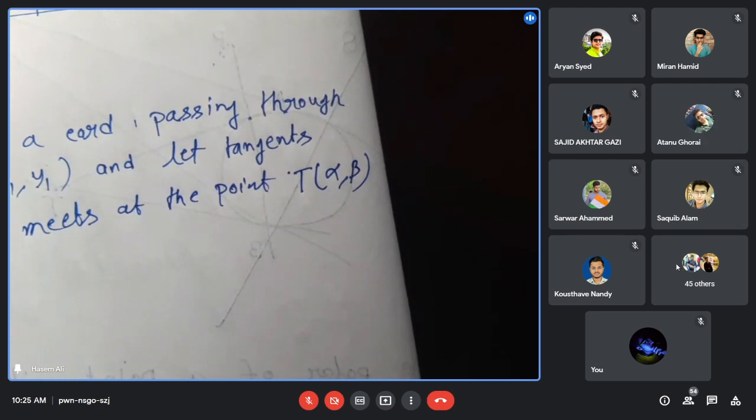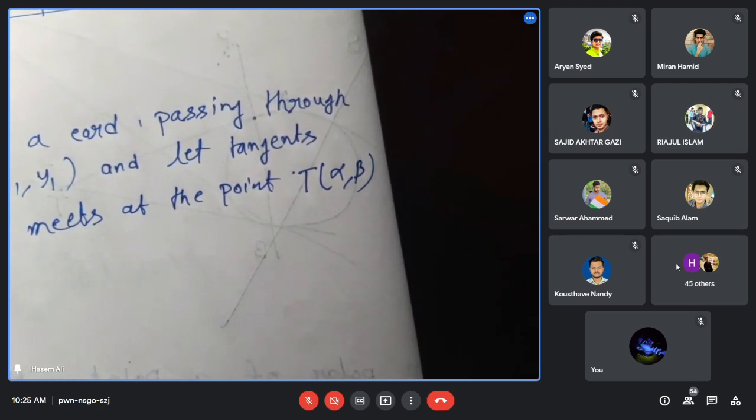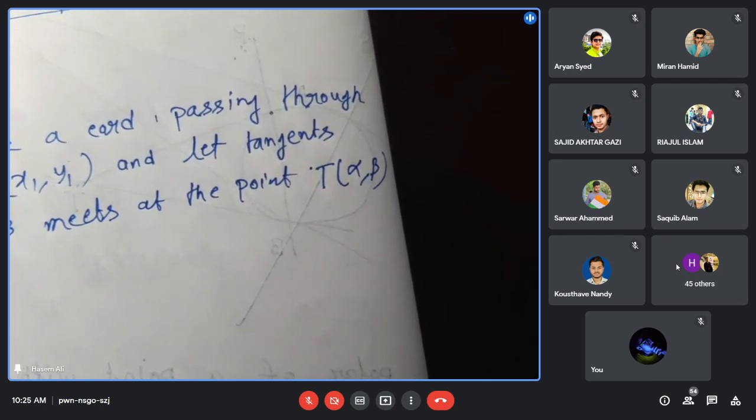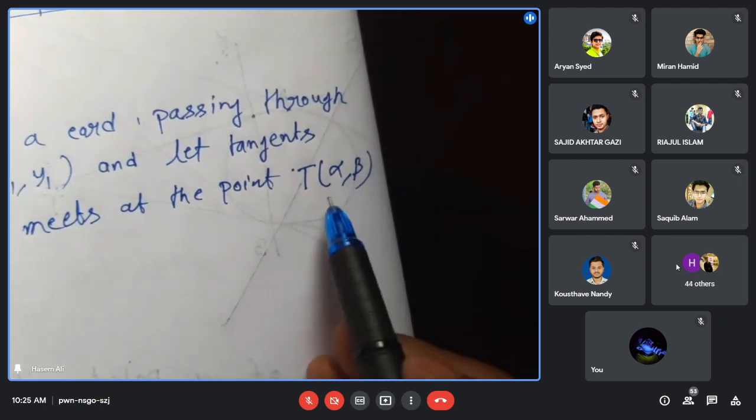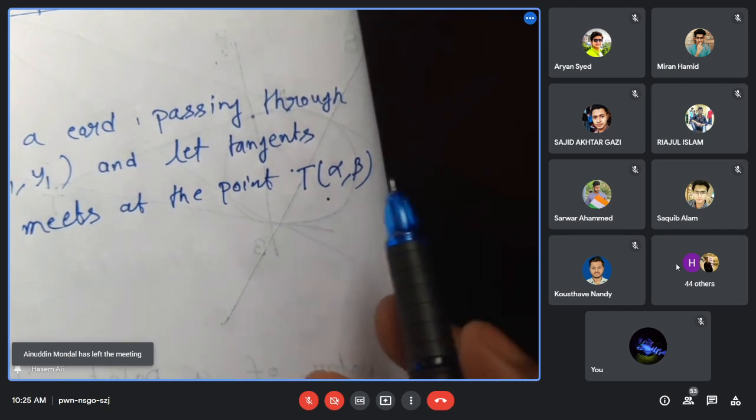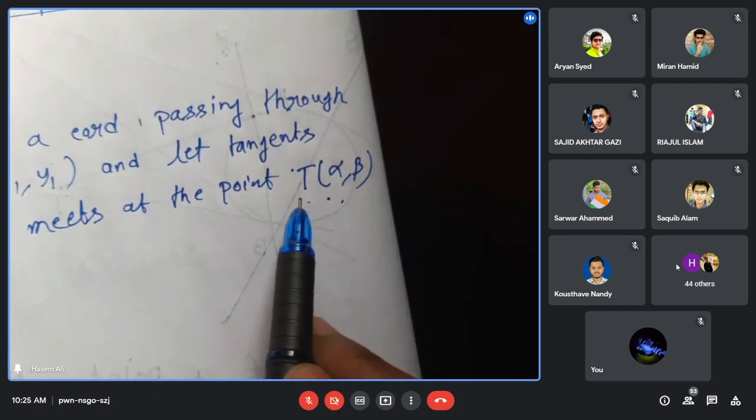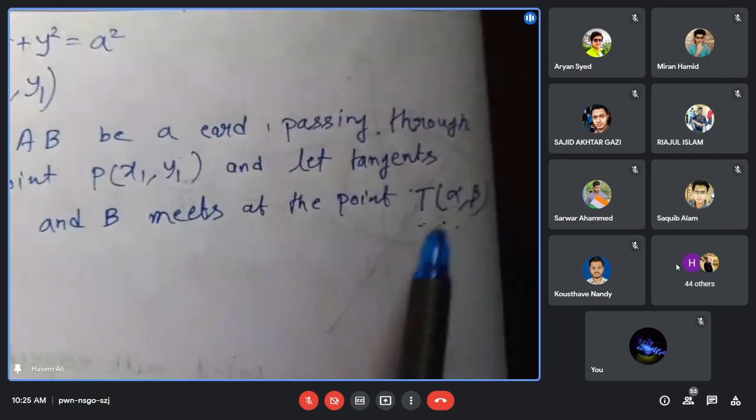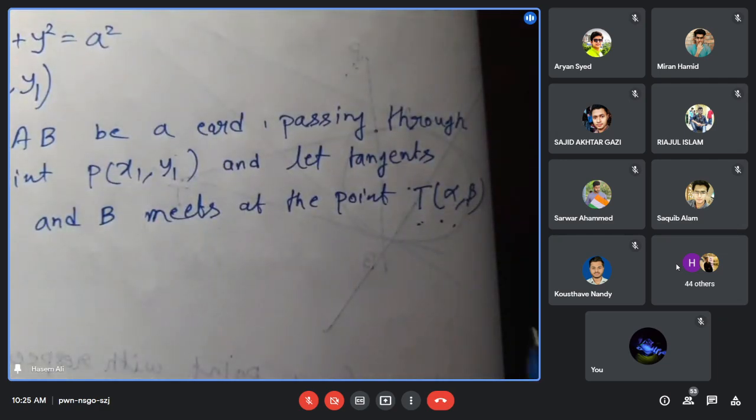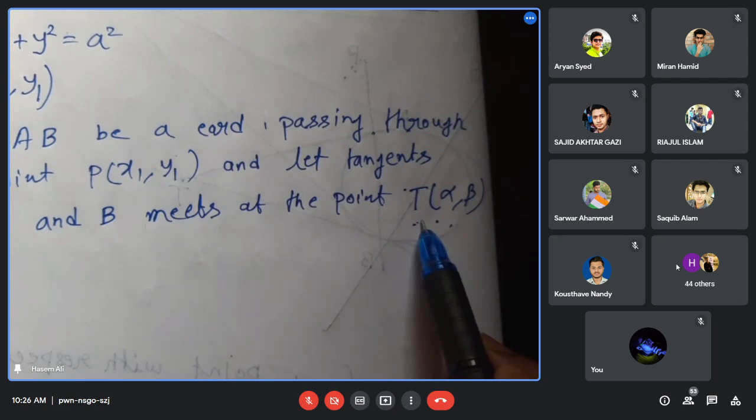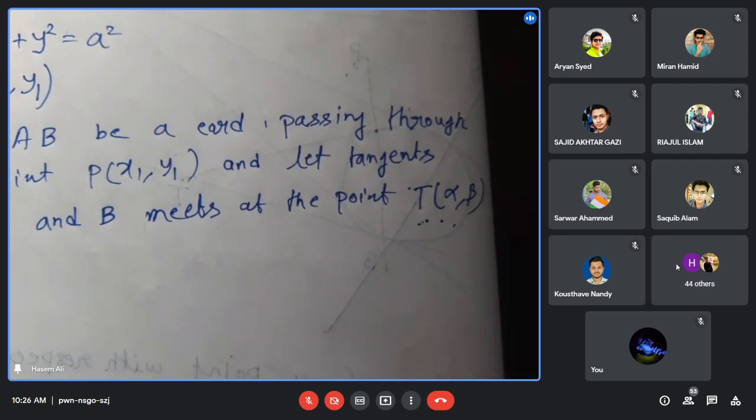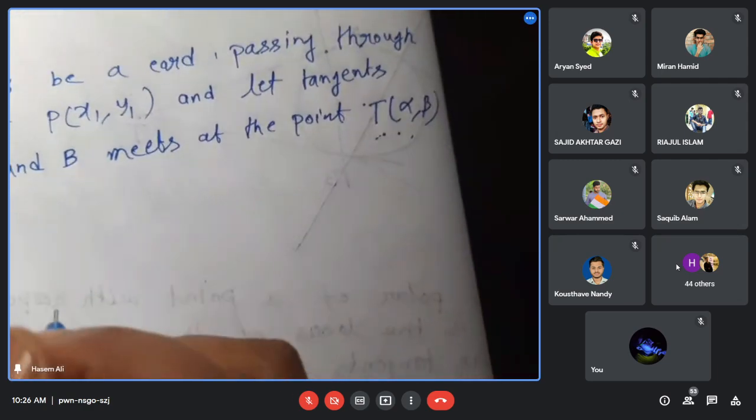Let the tangents at P meet at the point T (alpha, beta). So actually the polar is the locus of this point (alpha, beta). T is not a fixed point. If we vary the chord, then we will get another intersecting point T. So the locus of these points is called the polar.